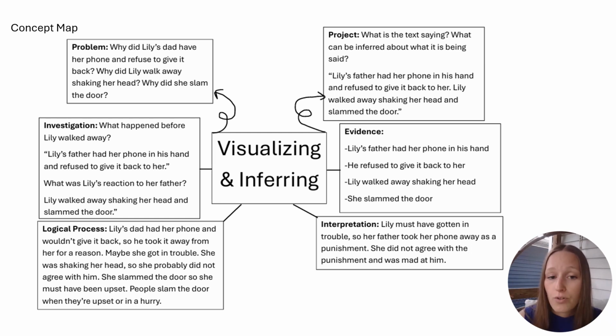He probably had the phone for a reason. Maybe she got in trouble. She was shaking her head, so she probably didn't agree with him. She slammed the door, so she must have been upset, because people usually slam doors when they're upset. So we have all the evidence, and our interpretation is Lily must have gotten in trouble, so her father took her phone away as a punishment. She did not agree with the punishment and was mad at him. That's one way we can visualize what's happening and infer its meaning.